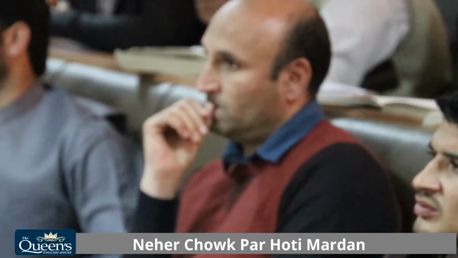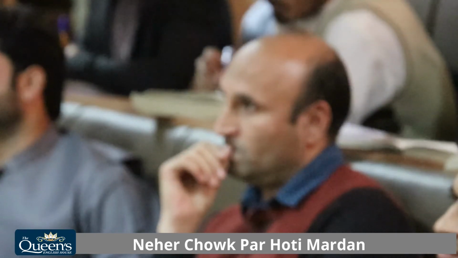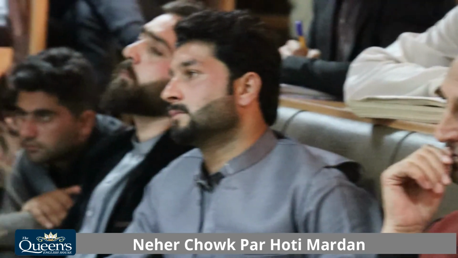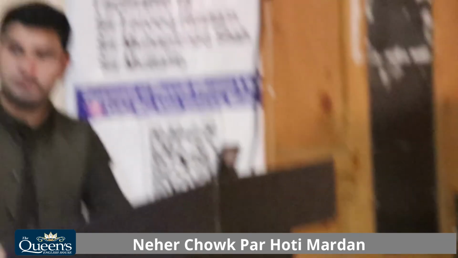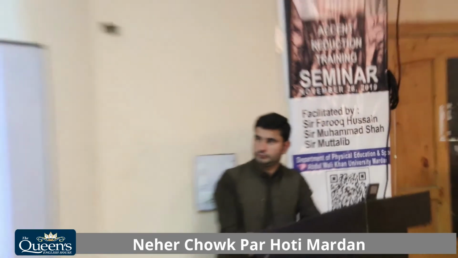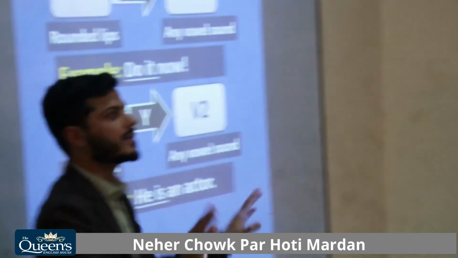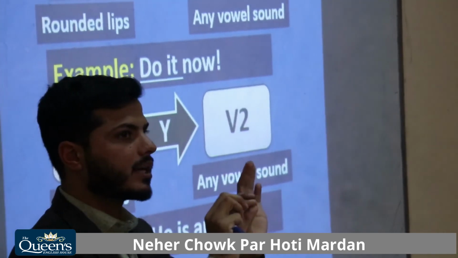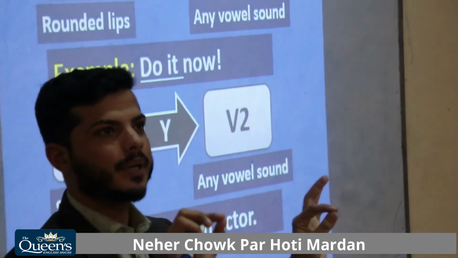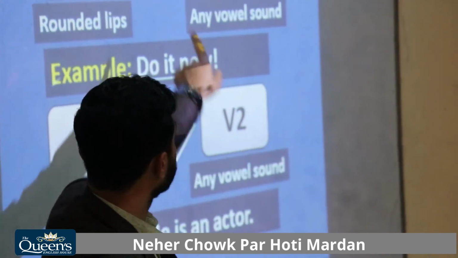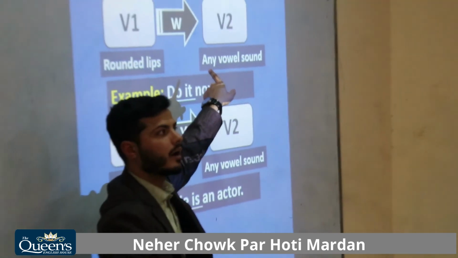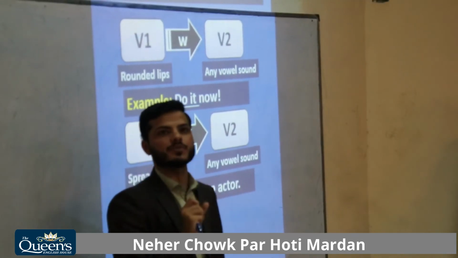First thing understood? Second thing: if the vowel sound which is in the end of the word, when you speak that sound, your lips position becomes rounded, and the next vowel sound is any sound, you will make a bridge between them. And that bridge will be the sound of W. That will be a connection between them.